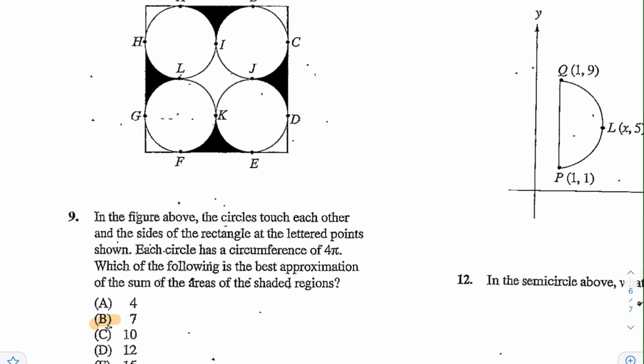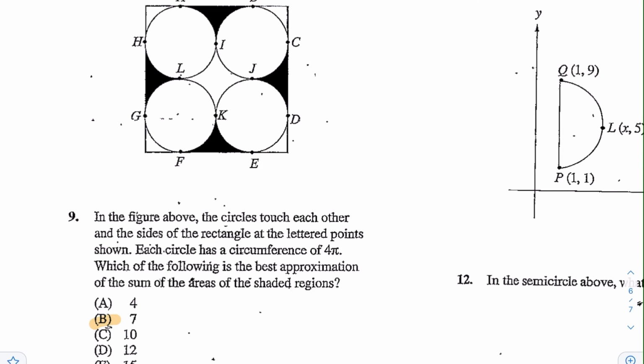All right, next for number 9. In the figure above, the circles touch each other and the sides of the rectangle at the lettered points shown. Each circle has a circumference of 4 pi. Which of the following is the best approximation of the sum of the areas of the 4 shaded regions?